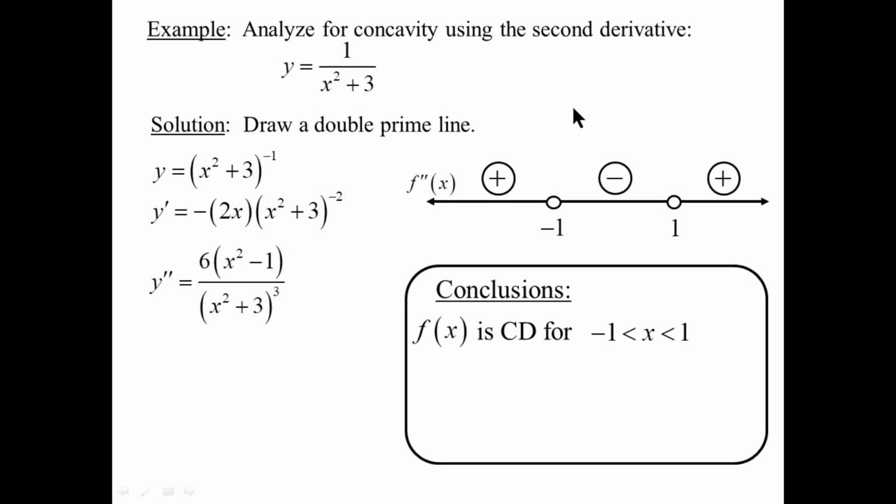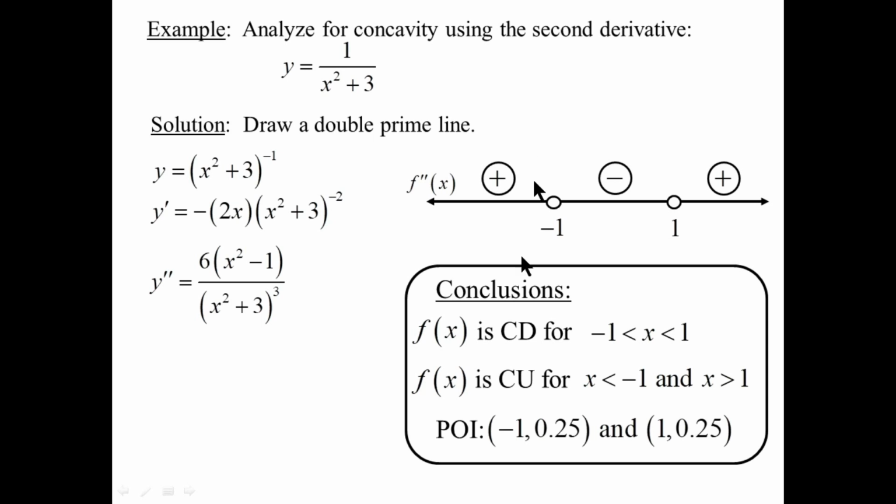Wherever we see a negative sign, it's concave down. So concave down between the ones, between negative 1 less than x less than 1, and all the other places it's concave up. Concave up for x greater than 1, and concave up for x less than negative 1. And we've got a couple of points of inflection here.